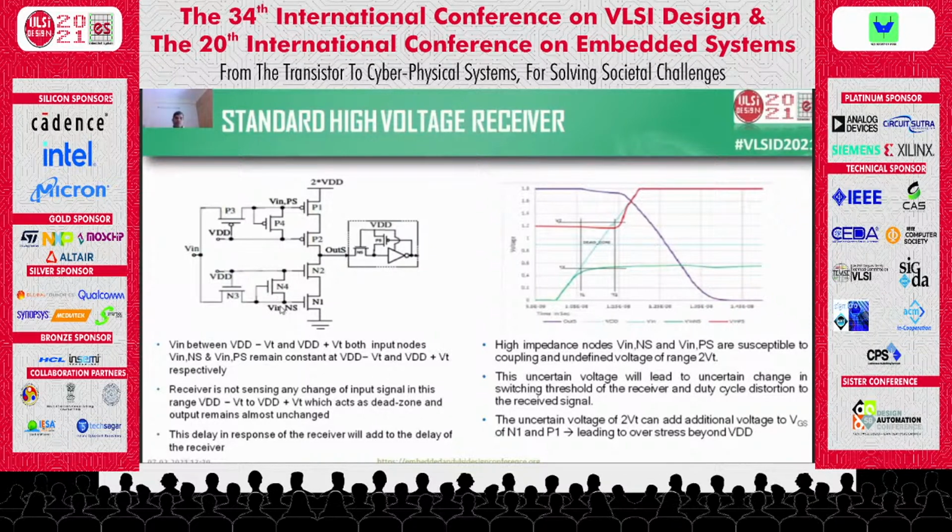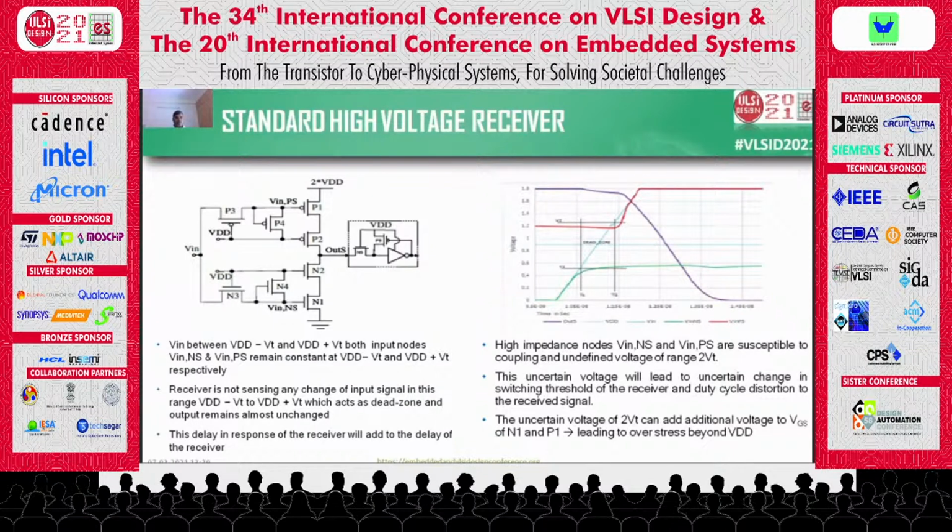And any noise can couple in the range of 280. Beyond 280, two diode connected devices N4 and P4 bring them down as a protection. And this uncertain coupling at the two receiving nodes Vin NS, Vin PS can lead to change of switching threshold of this receiver, which leads to a jitter in the received signal.